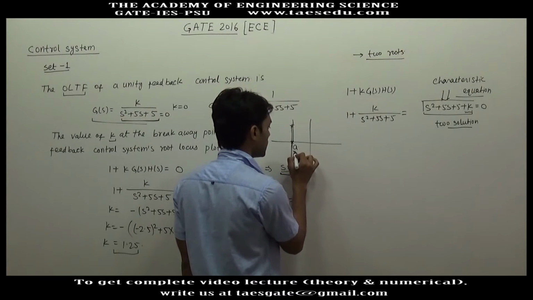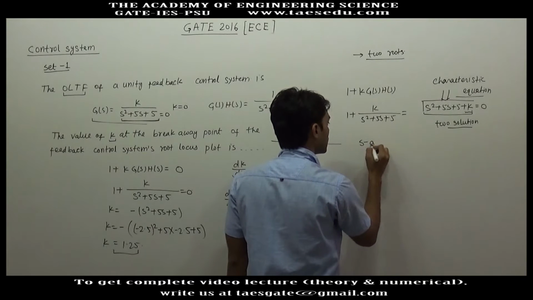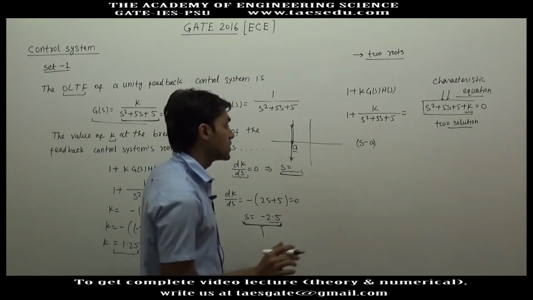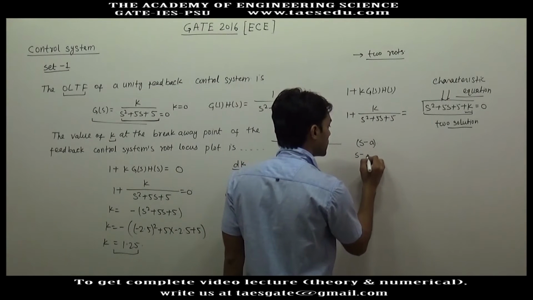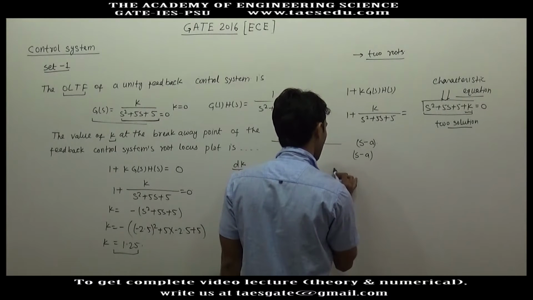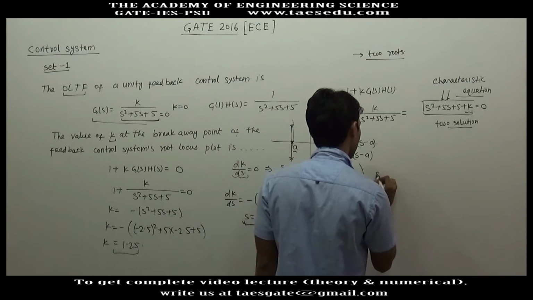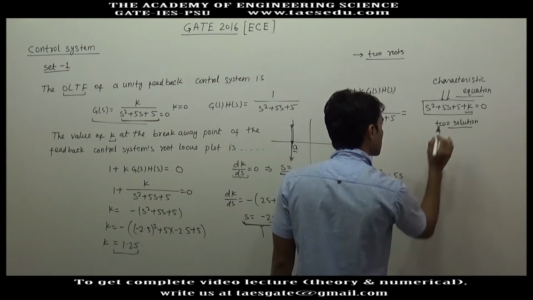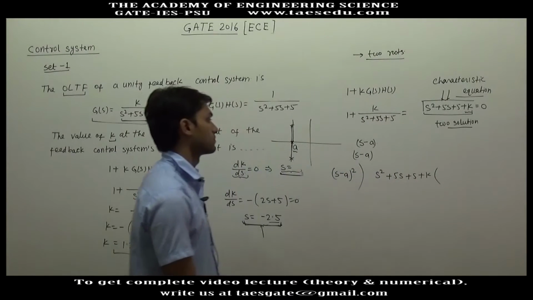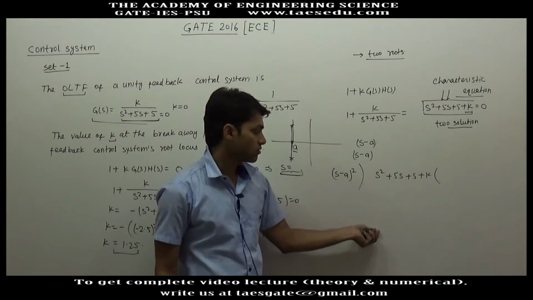If A is a solution, this equation will be divisible by s minus A, and the other solution is again A, so it must be divisible by s minus A again. So this equation must be divisible by (s minus A) whole square. We will divide it and the remainder must be 0.